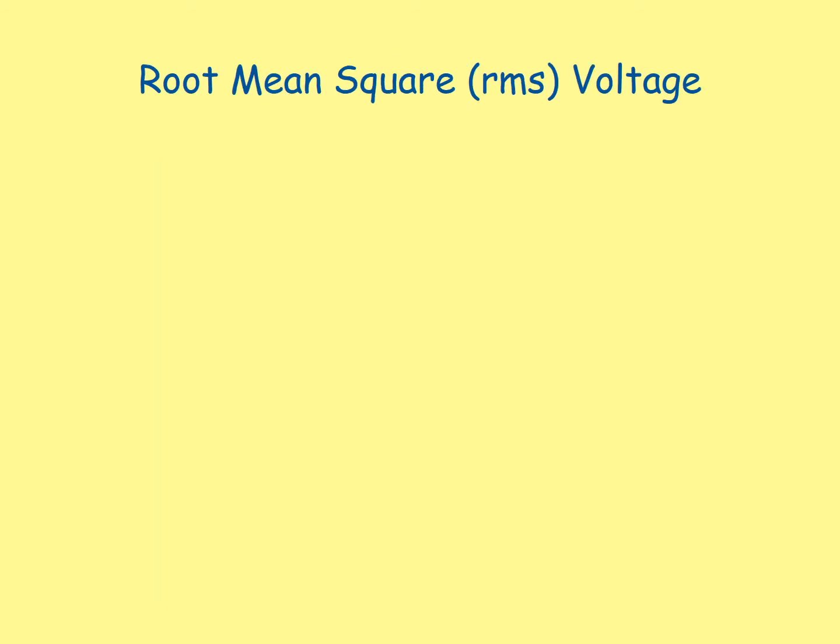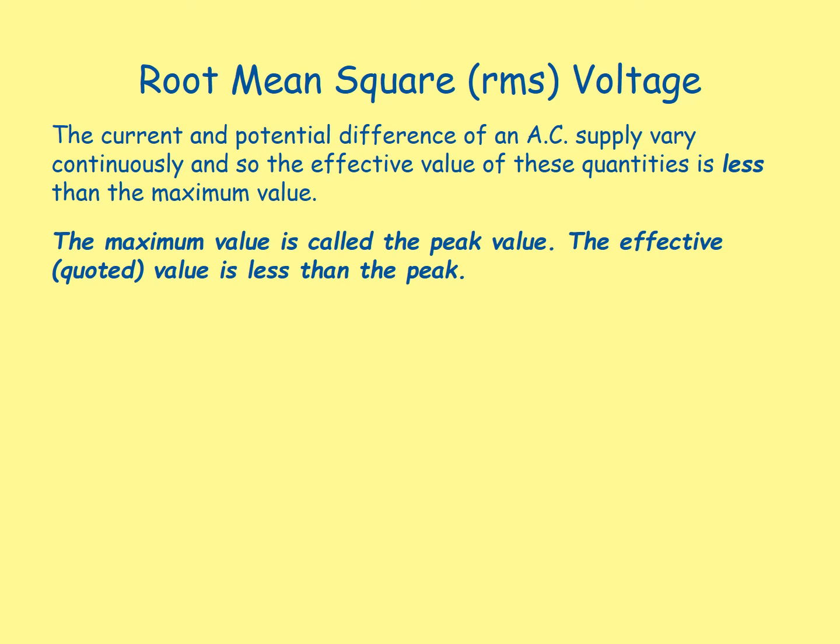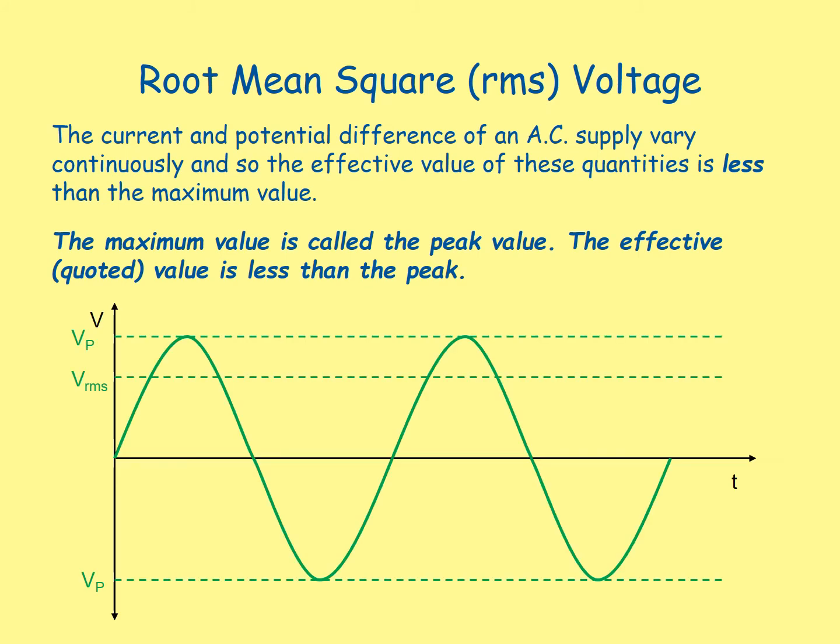Root mean square voltage, that's the RMS voltage. The current and potential difference of an AC supply vary continuously, and so the effective value of these quantities is less than the maximum value. The maximum value is called the peak value. The effective or quoted value is less than the peak. We can see this on the graph there. Our peak value is up at the top and also at the bottom because our peaks and troughs reach the same level. And our RMS value is less than that peak, and that is what is quoted.